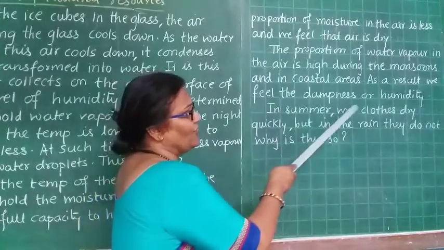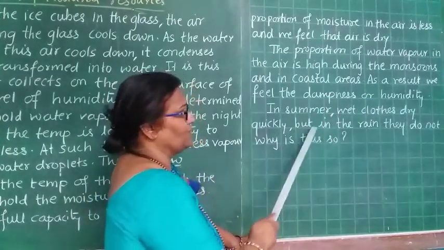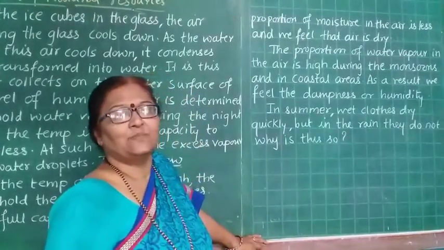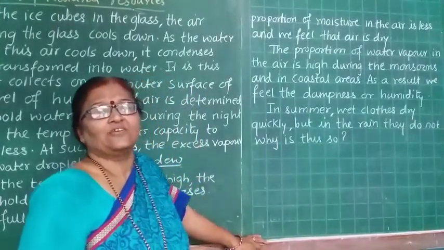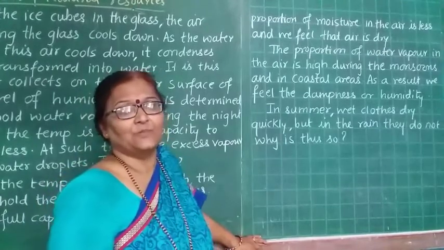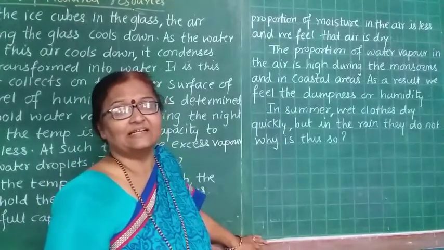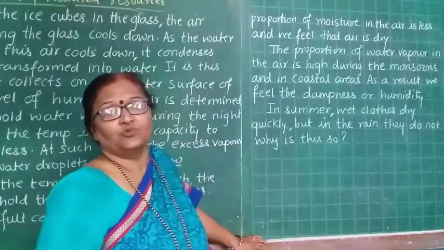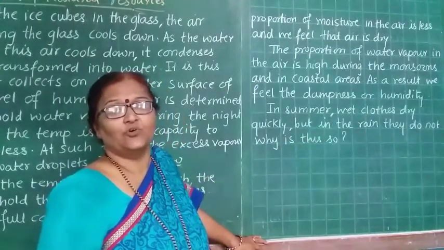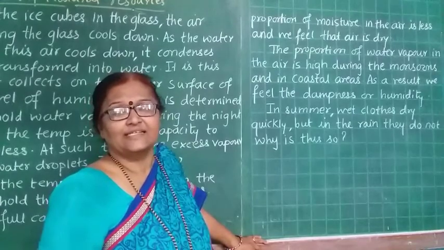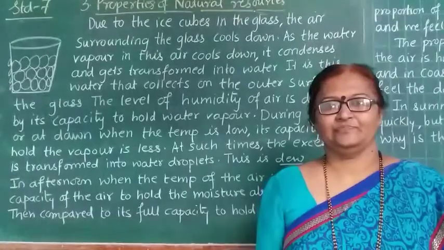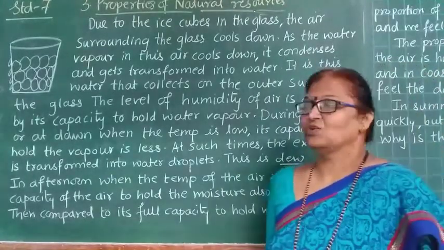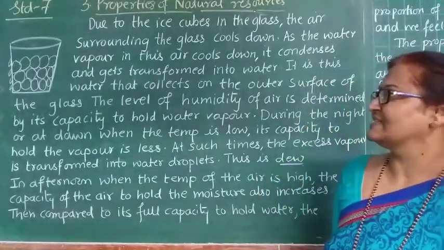In summer, wet clothes dry quickly, but in rain, they do not. Why is this so? Because in summer there is dryness in the weather, but in the rainy season there is dampness or humidity, and due to that, the clothes will not dry. So once again, I will tell you about this activity. What does this tell us?